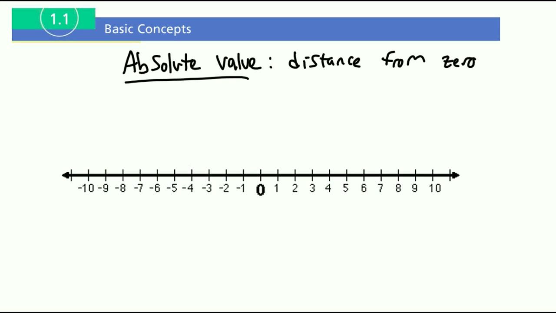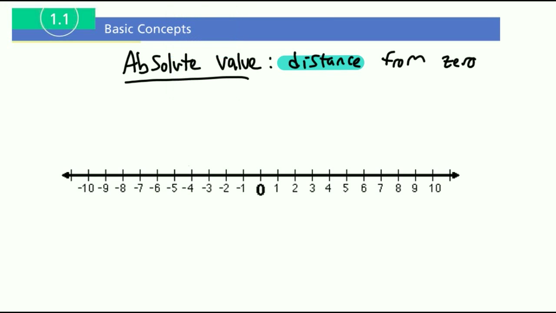Well, it's 10 away. So notice that because we're talking about distance, and distance is never measured in terms of a negative number, the absolute value, your answer should always be a positive answer because of the definition. It's a distance. We're measuring some kind of distance here.